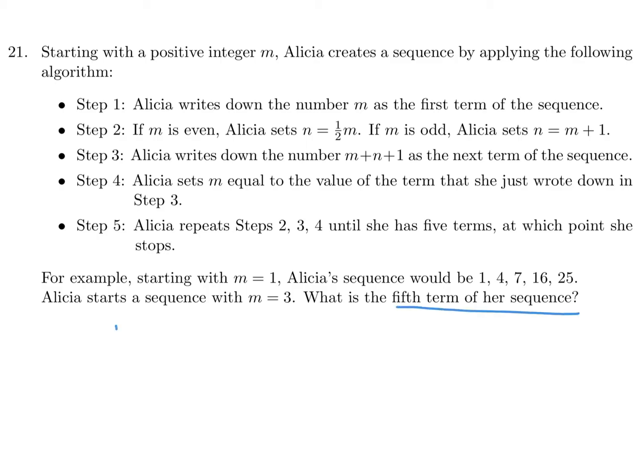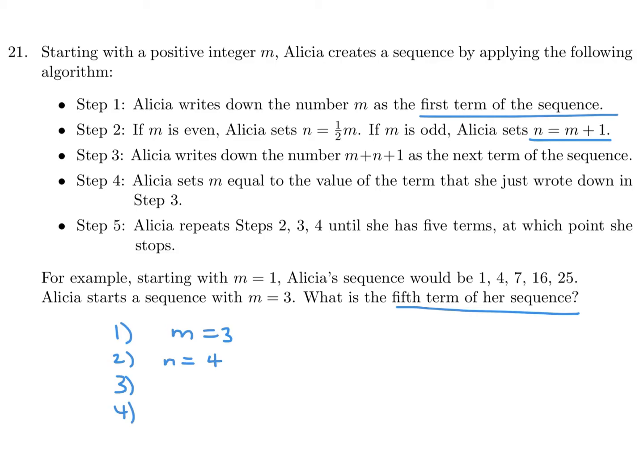Okay, so let's go through these steps. 1, 2, 3, 4. And we have to do this 5 times. So the first step, m is 3, right? So that's the first term, I guess, right there. Now, is m even or odd? It's obviously odd. So if it's odd, we have to write n is equal to m plus 1. So n is equal to 3 plus 1, which is 4.